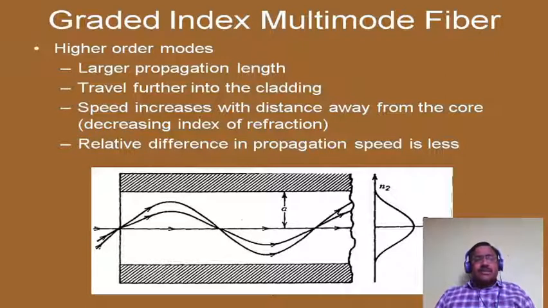The higher modes can be transmitted through cladding modes. Larger propagation length, they travel further into the cladding, higher order modes. Speed increases with the distance away from the core. Relative difference in propagation speed is less.